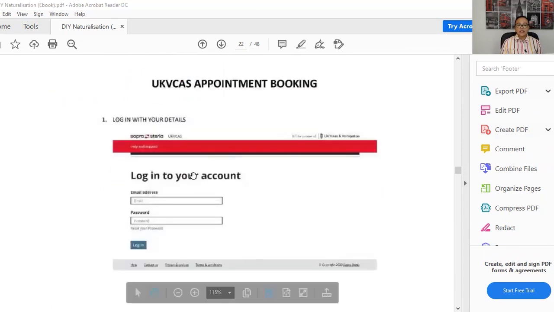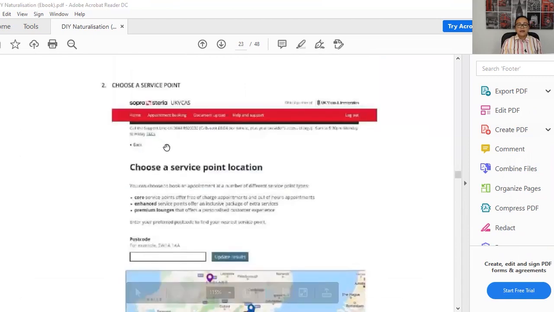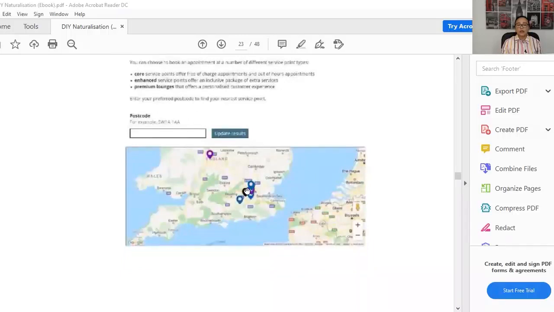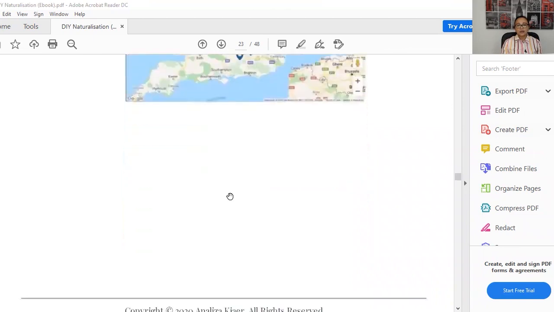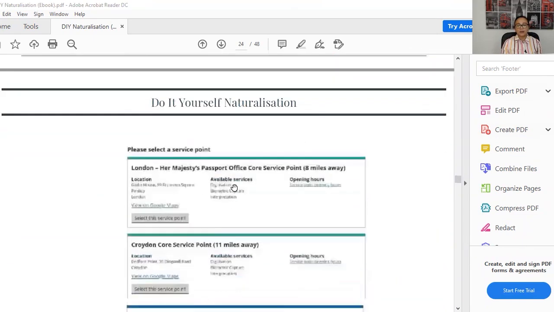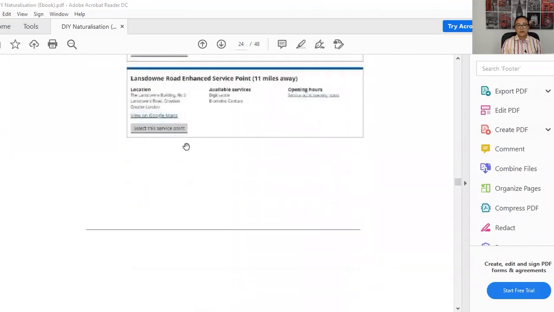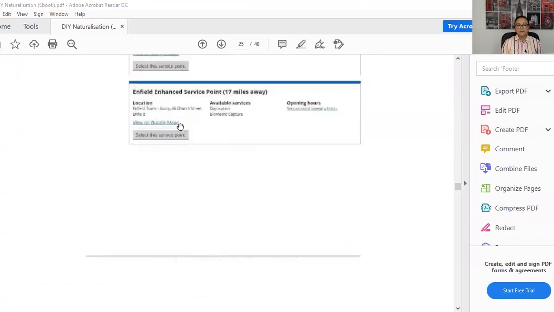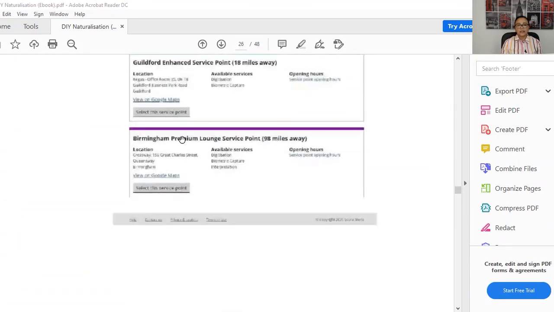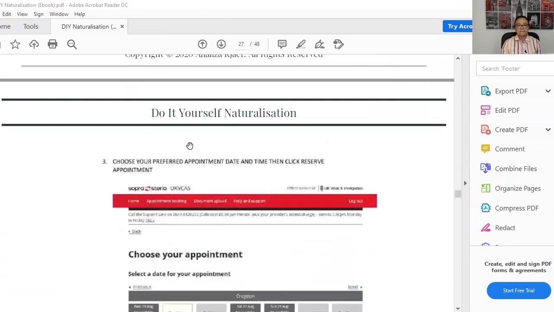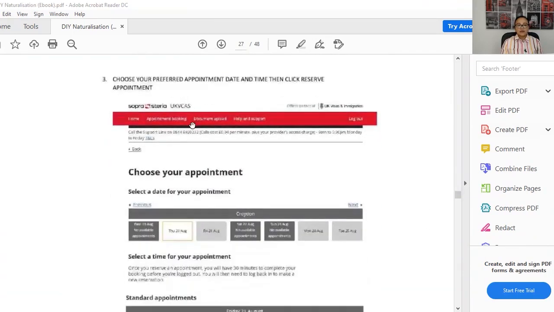And this is the login details. You set up your email and your password, and then you can also choose your service point, where you're going to go. You enter your postcode here, and it will show you the closest center and where the available appointment is. In London, you've got London, Croydon, Victoria, and so on. It will come up with the list of visa centers, and then you choose your appointment.